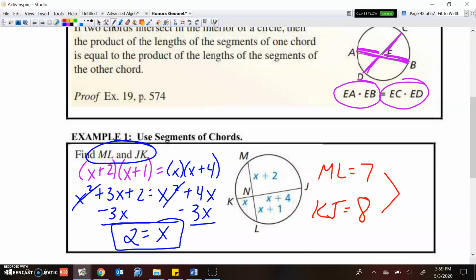So 2 plus 2, like we said, was 4, and this side is 2 plus 1, which is 3. If I multiply those 2 values, that's 12. This piece here is 2 and this is 6. If I multiply 2 times 6, I get 12. So yes, whenever we multiply them, we get the same value. But just to be clear, that doesn't mean the chords themselves are the same lengths. All right, so let's try another one.